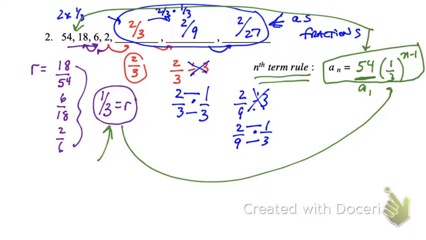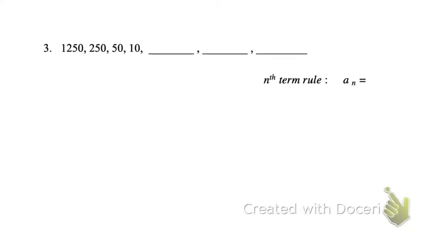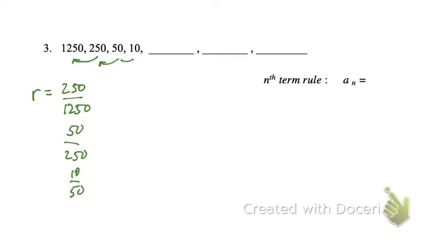Okay. Now actually we should be able to get the rule pretty quick. Let's look at number 3 and I'll show you what I mean. So on number 3, again, the first thing I would do would be figure out your R. Just pick a number, divide by the number in front. So you could do 250 over 1250. Again, you could do 50 divided by 250. You could do 10 divided by 50. All of them give you 1/5.